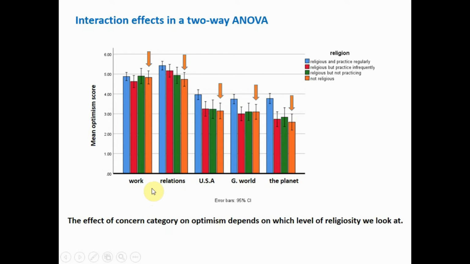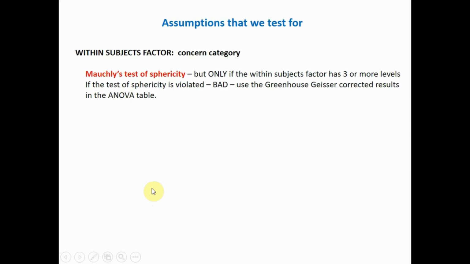One last thing, and then we're going to be done for this video. When we look at a factorial ANOVA, specifically a two-way mixed ANOVA, remember that we have two independent variables. One is within subjects and the other is between subjects. If we look just at our within subjects factor, there's an assumption about this factor that should be true in order for us to interpret the two-way ANOVA. The within subjects factor in our experiment was concern category, because everybody was in each level of this independent variable.